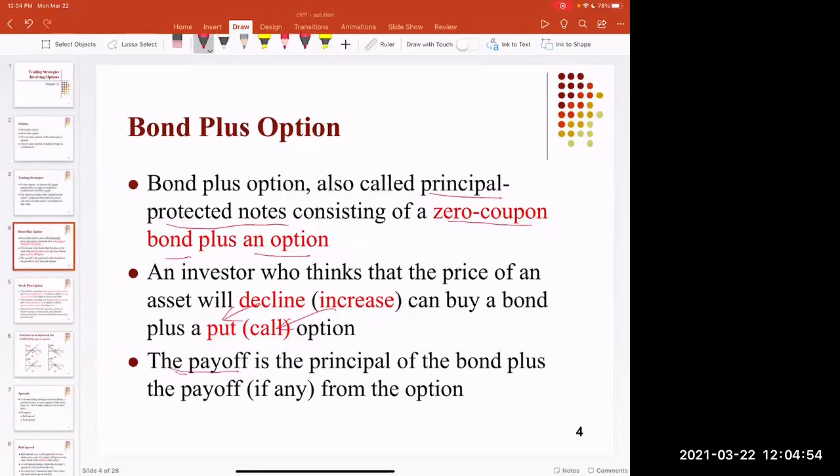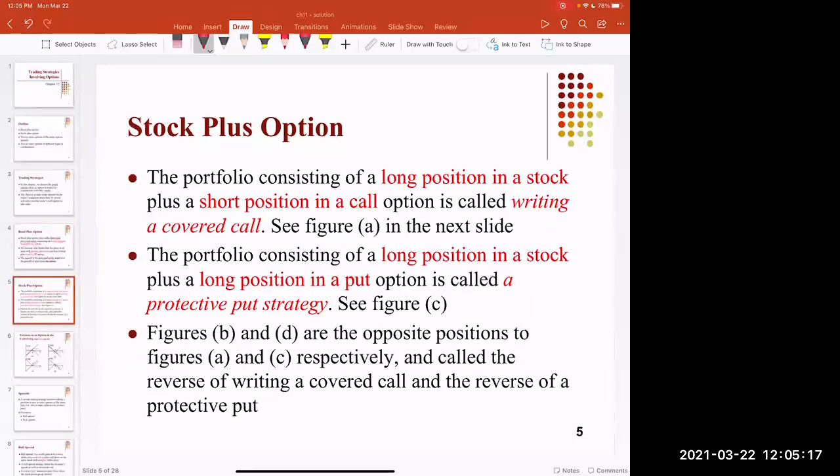The payoff is the principal of the bond, because this is for sure you're gonna receive at the end, plus the payoff from the option, if any. So it could be 0, right? If the trader will not exercise the option, it would be 0. Otherwise, they have a payoff. And that's bond plus option.